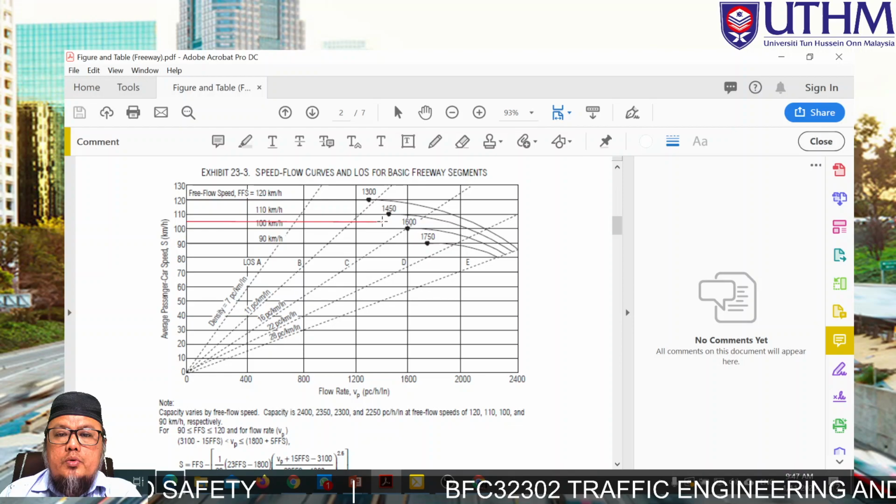You can refer to this one later. That's why you obtain level of service C. If you look at density, the maximum range of C is 16. Okay, next problem. We have an existing 6-lane freeway in a growing urban area.